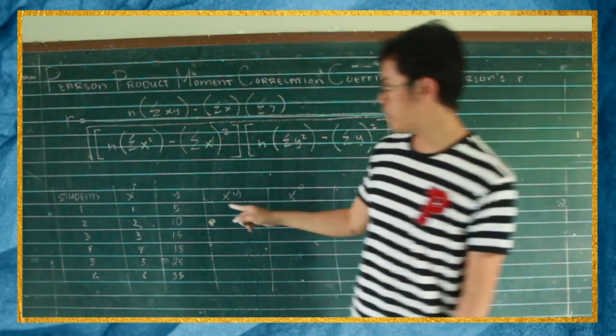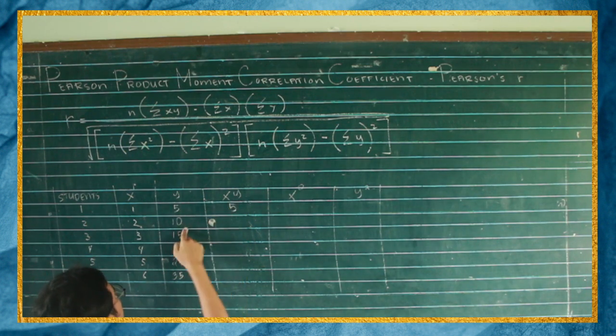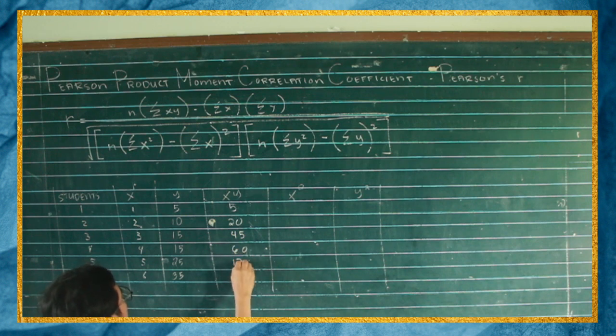So 1 multiplied by 5 is 5. 2 multiplied by 10, 20, 45, 60, 145, 25 times 6, 210.